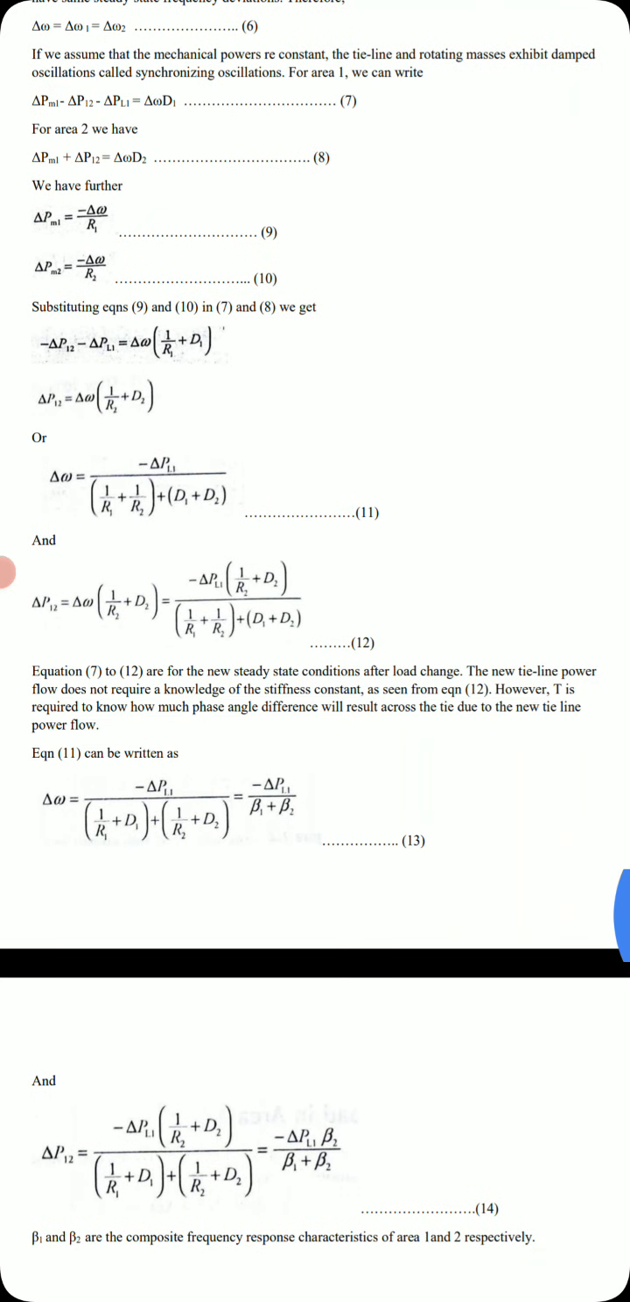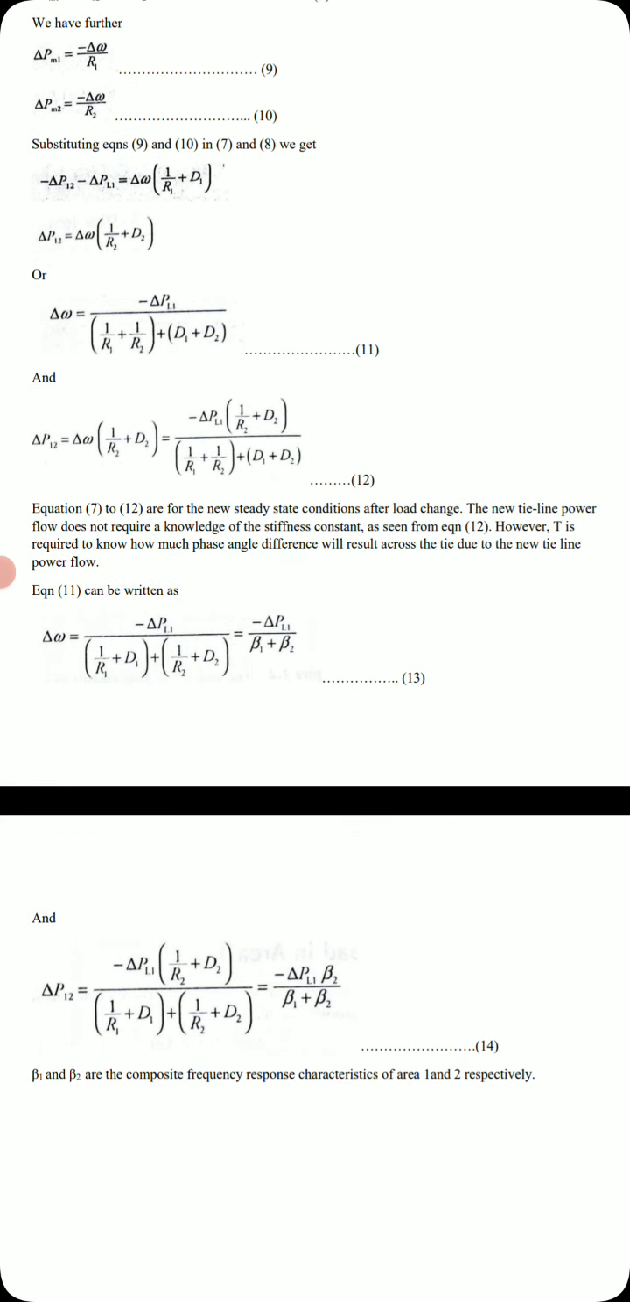So we can write delta omega is equal to minus delta PL1 divided by 1 over R1 plus D1 plus 1 over R2 plus D2, which is nothing but minus delta PL1 divided by beta 1 plus beta 2. And delta P12 is equal to minus delta PL1 into 1 over R2 plus D2 divided by 1 over R1 plus D1 plus 1 over R2 plus D2. This can be written as minus delta PL1 beta 2 divided by beta 1 plus beta 2, where beta 1 and beta 2 are the composite frequency response characteristics of areas 1 and 2 respectively.